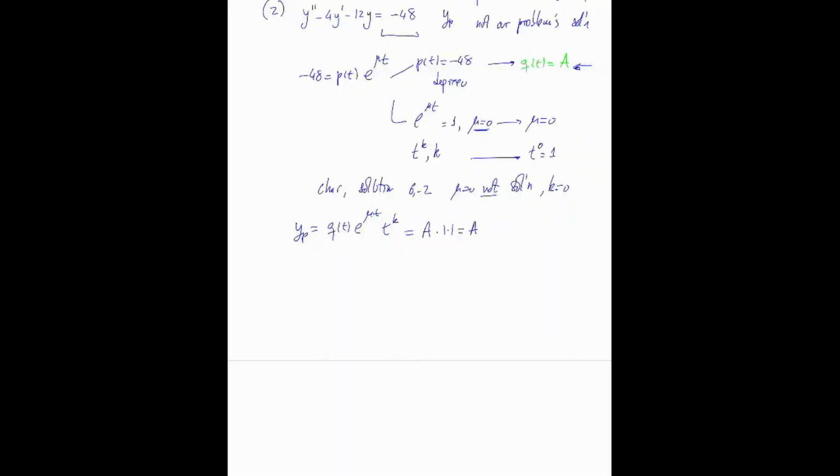We must have the particular solution double prime minus 4 times the particular solution prime minus 12 times the particular solution equal to minus 48. So 0 minus 0 minus 12a equals minus 48. So a equals 4, and my particular solution is just the constant 4.